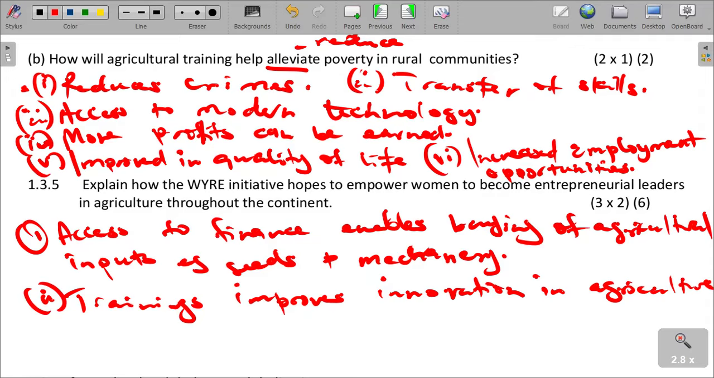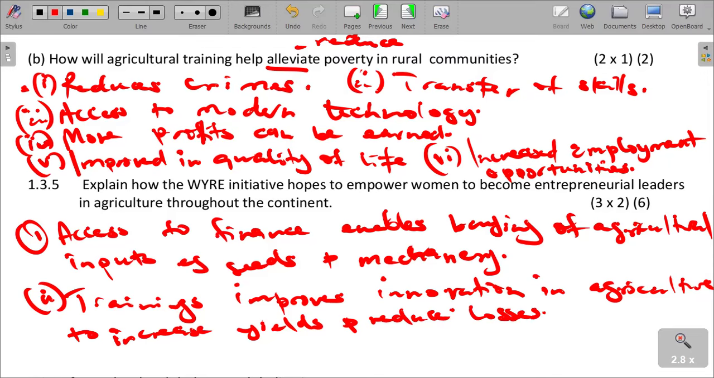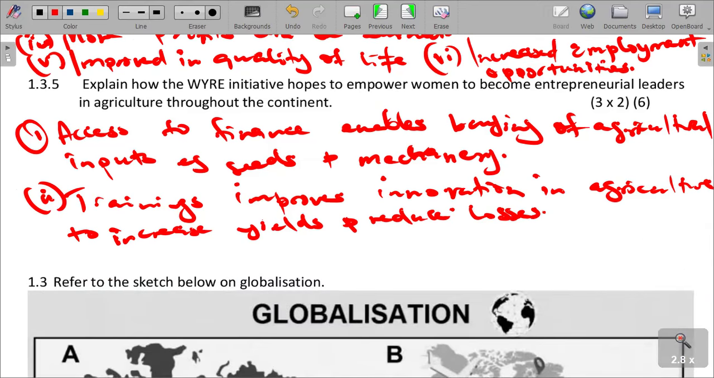There is innovation in agriculture, which helps to increase yields and reduce losses. Because of training, women are able to improve agriculture and reduce losses. We can also talk about knowledge of modern methods and tools enabling increased production.